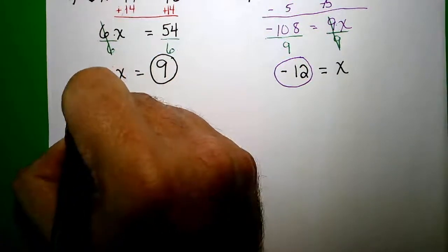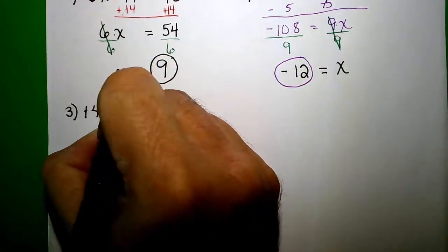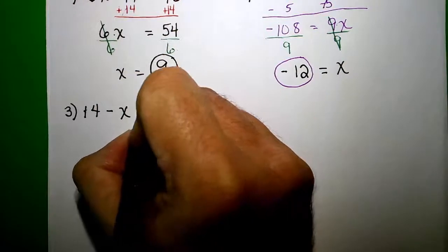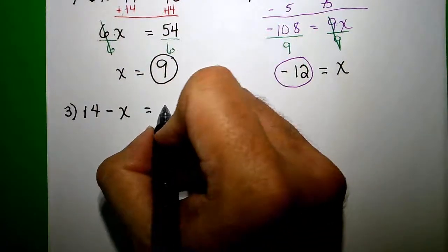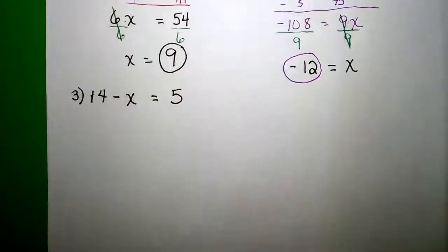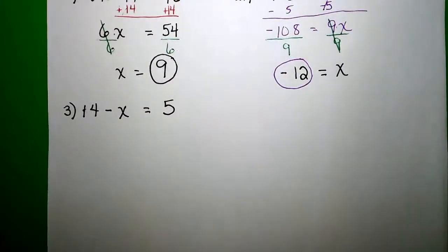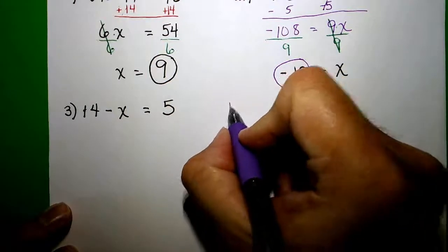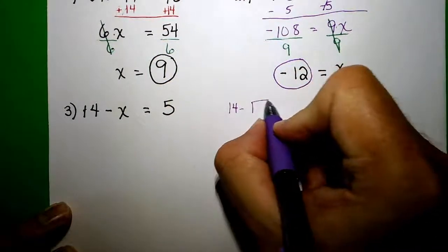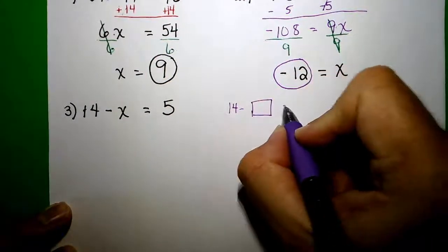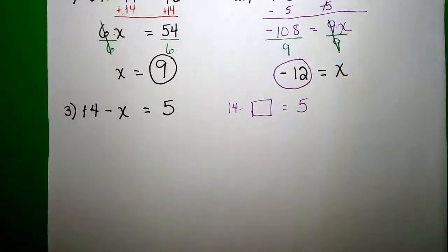How about positive 14 minus x equals 5. This is one of those that I think if you were doing this in elementary school and it had just a little box like that, I bet you could get the answer. 14 minus what would give you a 5? I bet most people could figure that out. Well, it's got to be 9. 14 minus 9 is 5.